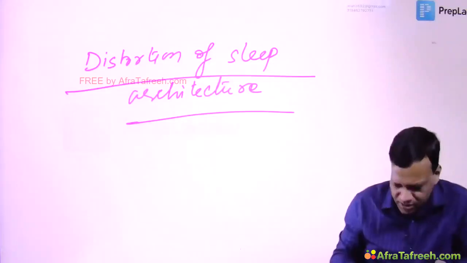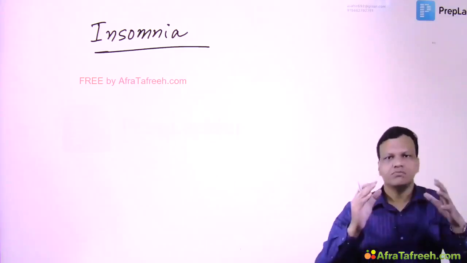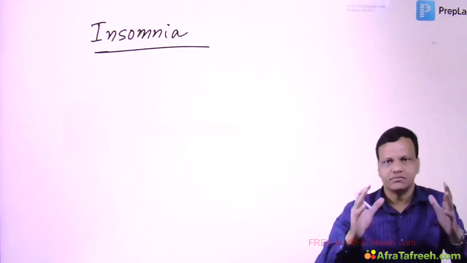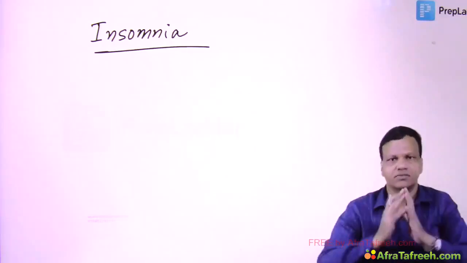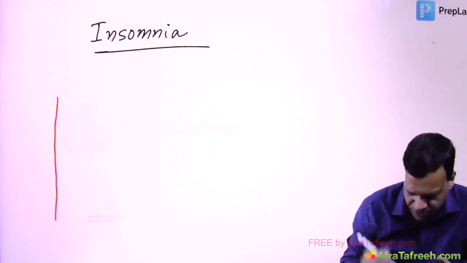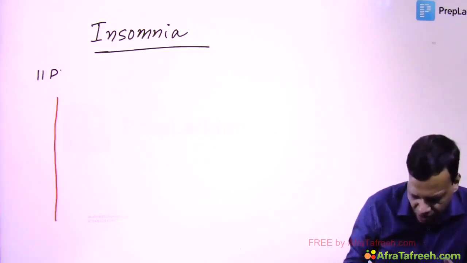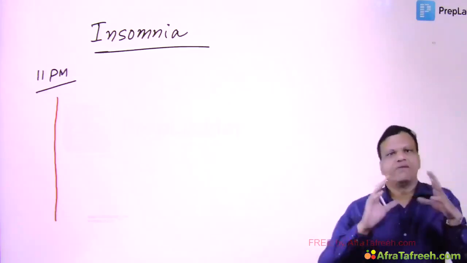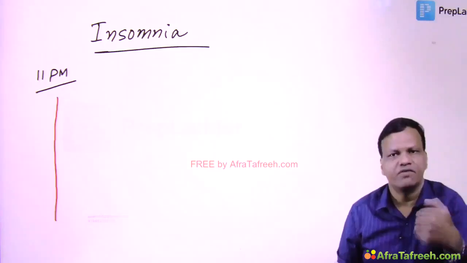Clear? Now the next thing to remember, what is the basic problem in insomnia? In insomnia, नींद नहीं आती. The person is not able to sleep. Saturday रात ही नहीं, कभी भी नींद नहीं आती. So what happens, suppose this is the time at which a person tries to sleep normally. Suppose this is 11 p.m. A person normally tries to sleep at 11 p.m. A normal person will fall asleep in 10, 15, 20 minutes.